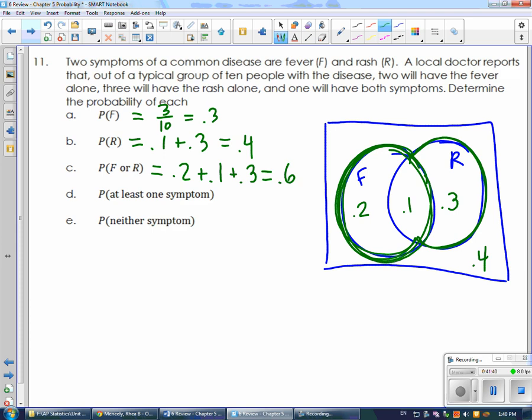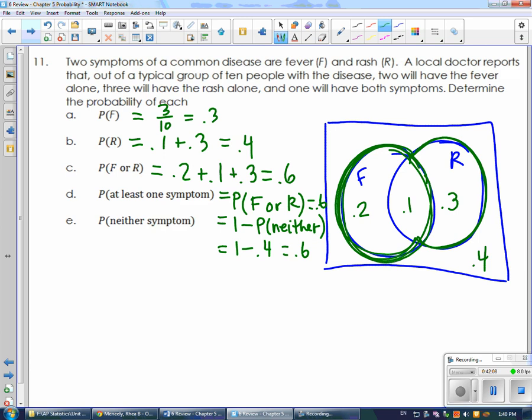At least one symptom, that is exactly the same as saying the probability of fever or rash. Or if you want to say that's the same thing as 1 minus the probability of neither. And so fever or rash we already determined was 0.6. If I want to look at it as 1 minus the probability of neither, that would be 1 minus 0.4, which is also 0.6. So you can look at it from either perspective.